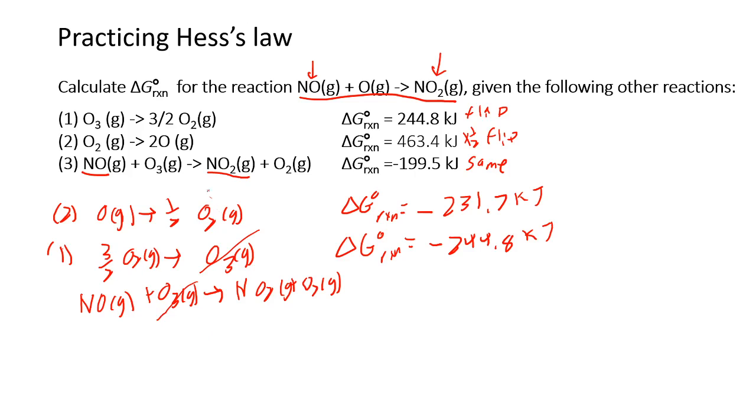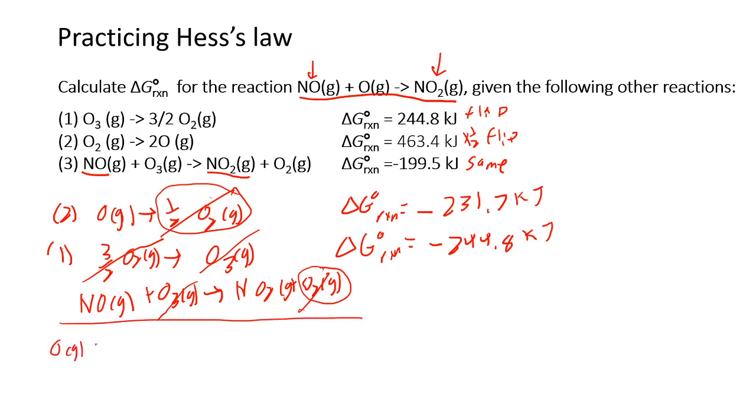On the reactant side, we have 3 halves of an oxygen. On the product side, we have half an oxygen and 1 oxygen. So 1 oxygen plus half an oxygen gives us 3 halves oxygen, and those can cancel with the 3 halves oxygens here. So then we can add our reactions together, and the remaining elements, we have an oxygen gas plus a nitrogen monoxide gas reacts to form NO2 gas. So that gives us our reaction, which means we can then just add our delta G's together.